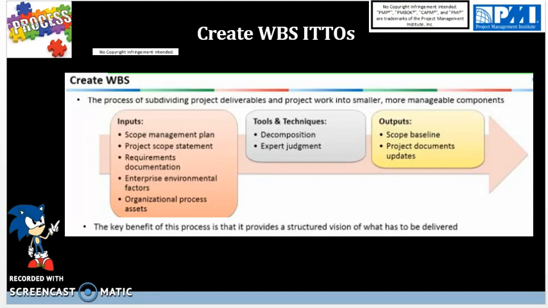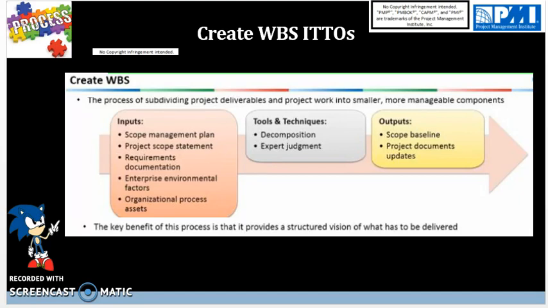Next, for tools and techniques, decomposition. This is where we're taking our work and breaking it down into smaller components. That's the essence of decomposition. Expert judgment is where we are using expert judgment in the form of prior documentation, other team members in the project management office that can guide us in doing this, or other projects of similar complexity that were done in the past that we can use as a guide.